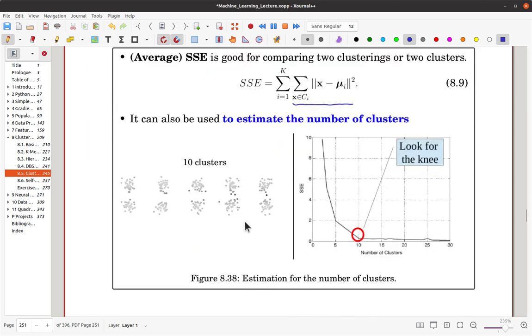For example, for this data set, if you perform clustering with a small number of clusters, for example, starting from 1, then the SSE, the total variance, will be large. If you choose one cluster, the cluster center will be around here, and the variance will be measured from this point to every point, so the variance will be large.